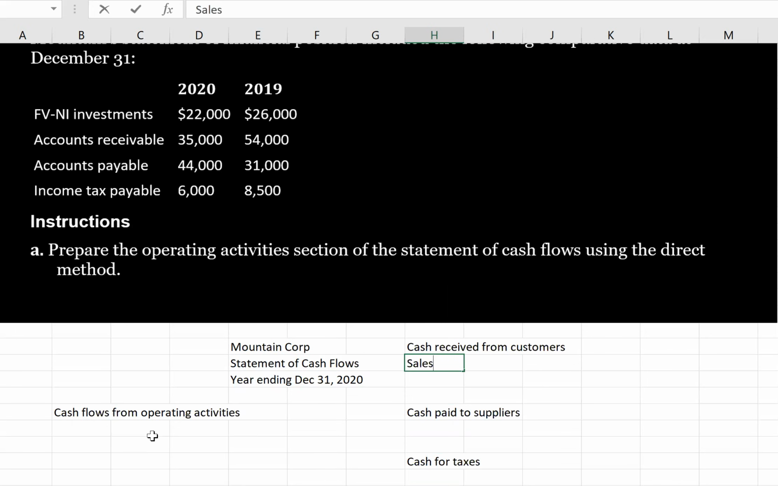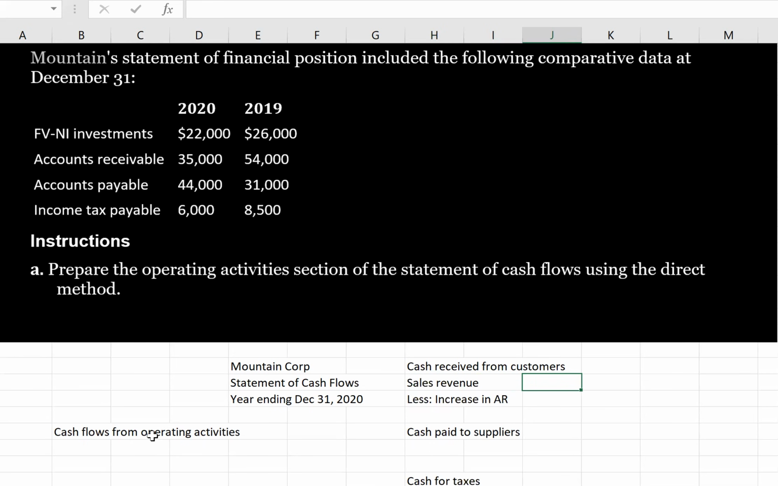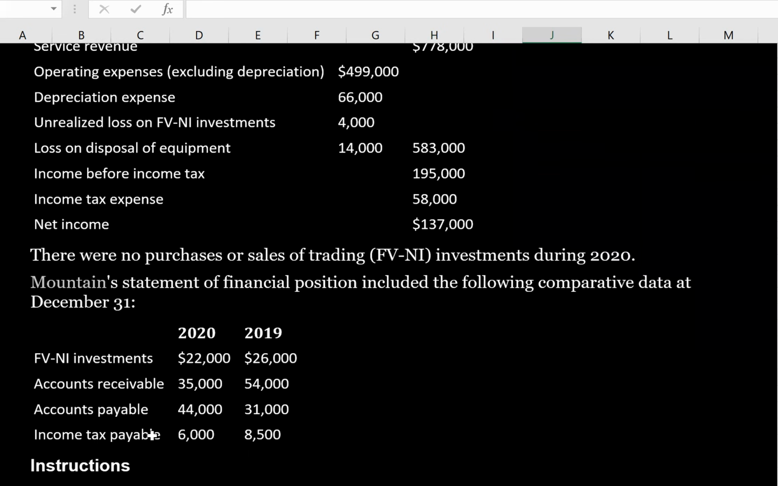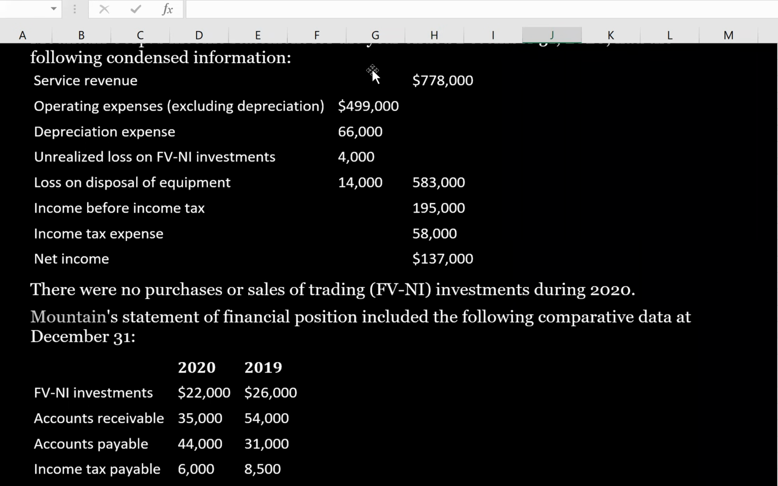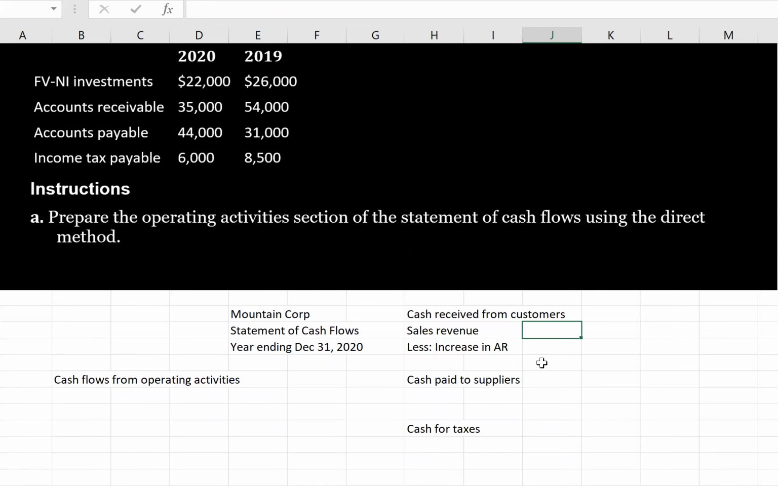And the way that we normally compute this is we take sales revenue and then we subtract the increase in AR. And if there's a decrease in AR, of course, we would add it back. Because the reason why is that the more AR we have, the less cash we've received because we've agreed to give more customers credit. So let's start filling in those lines. So sales revenue here, I can see is 778,000 on the income statement.